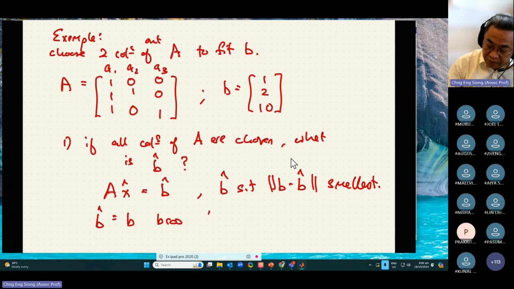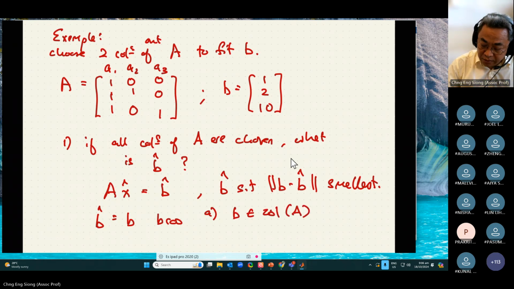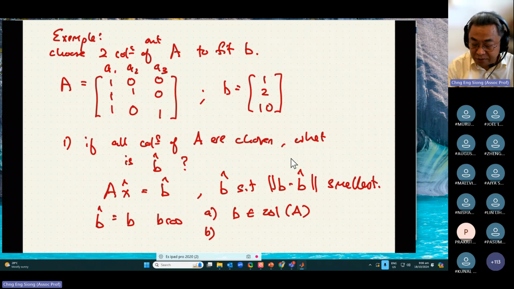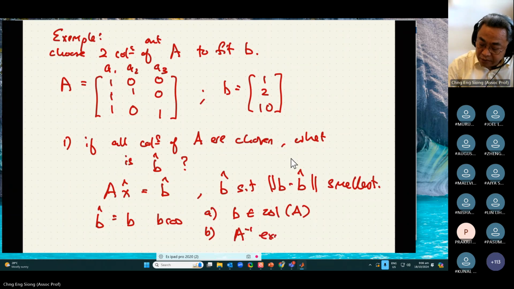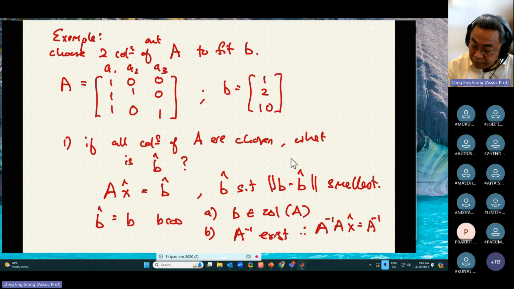So B hat equals B because, what's the first reason? Because B is in the column space of A. That's one. The other way is because it's a square matrix, so A is invertible. A inverse exists. Therefore, A inverse times A x hat equals A inverse times B, so x equals A inverse B.